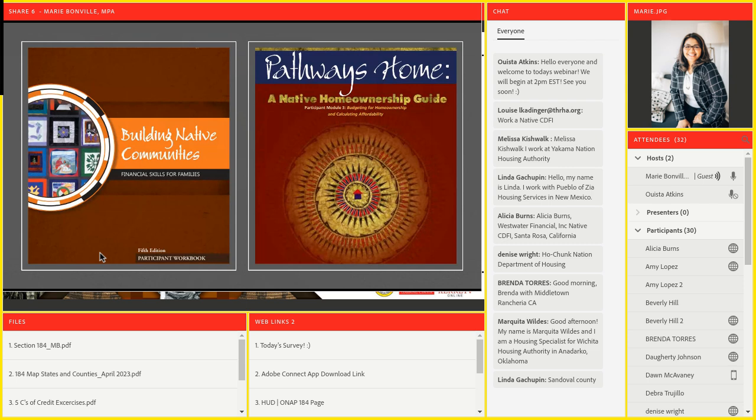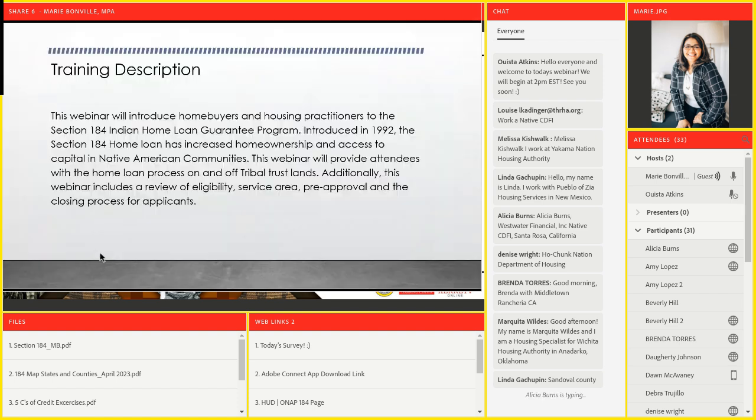So this is the curriculum that I tend to work with the most. I love building Native communities because it gives my clients that financial foundation that they need, that they may not have, especially when you're working with adult learners who haven't looked at these numbers in a long time, or they've been avoiding these numbers for a long time.